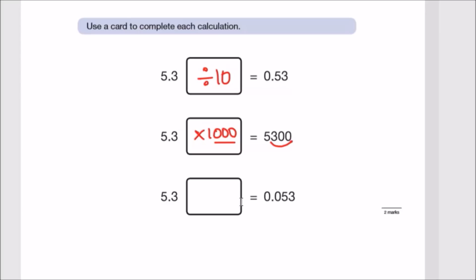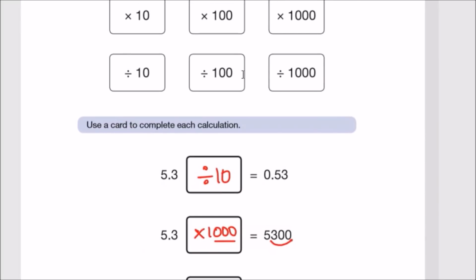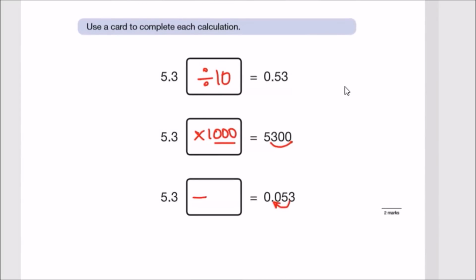Now, 5.3, and it looks like it's gone even smaller than the first. It looks like the first one, but moved one extra digit. So it's moved a total of, let's see, 2 digits. So from here to here. So a number that's smaller, divide, but 2 zeros, so 100. Yep, that's all.